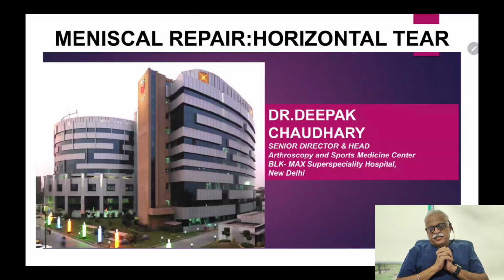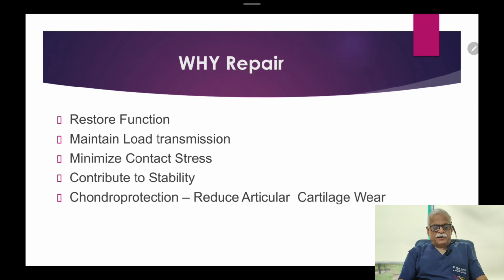The horizontal tears, till a few years back, were considered irreparable, and the usual treatment was resection of either the superior or the inferior unstable flap. This frequently resulted in osteoarthritic changes. But now, with the latest implants, better techniques and better understanding of the biology, the horizontal tears are now amenable to repair. So why repair the meniscus?